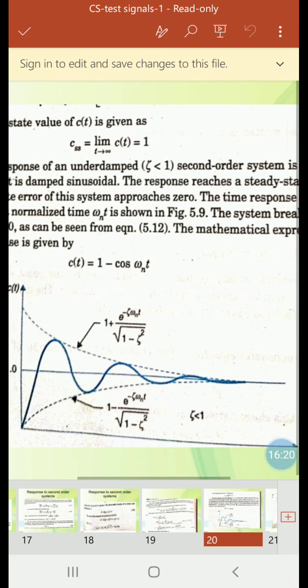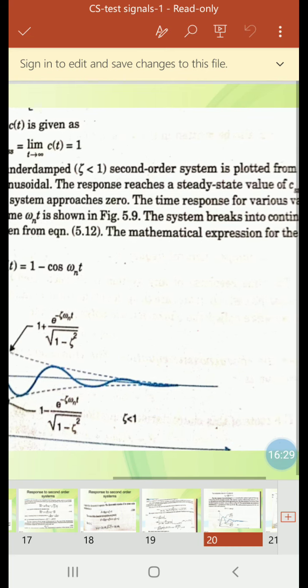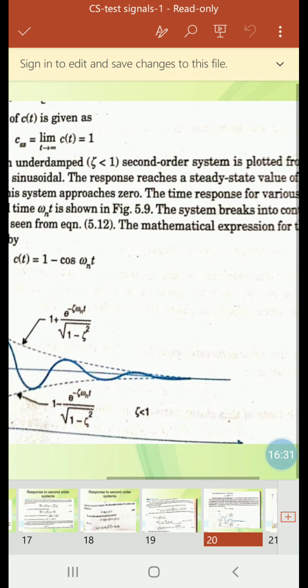Then whatever is the time response, if damping factor is less than 1, it is called underdamped. If damping factor is 1, it is critically damped. If damping factor is greater than 1, then it is overdamped.